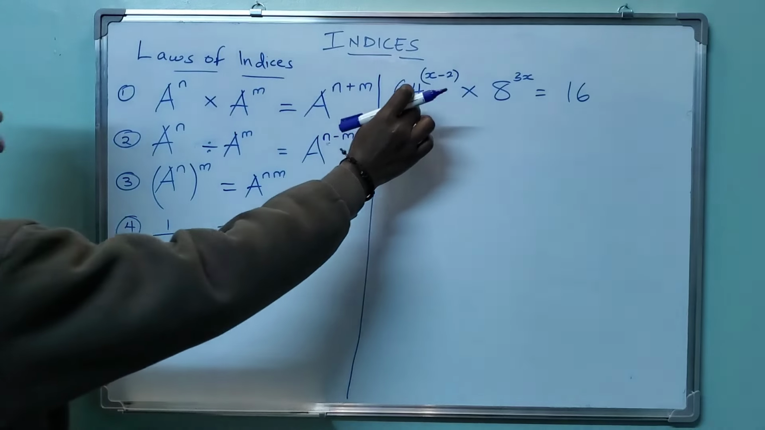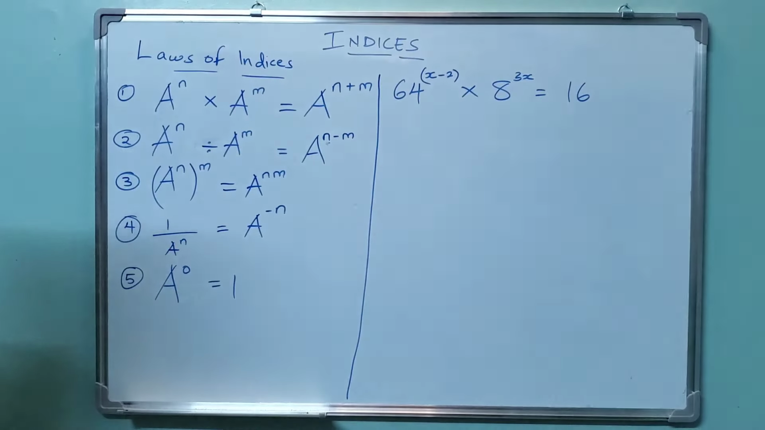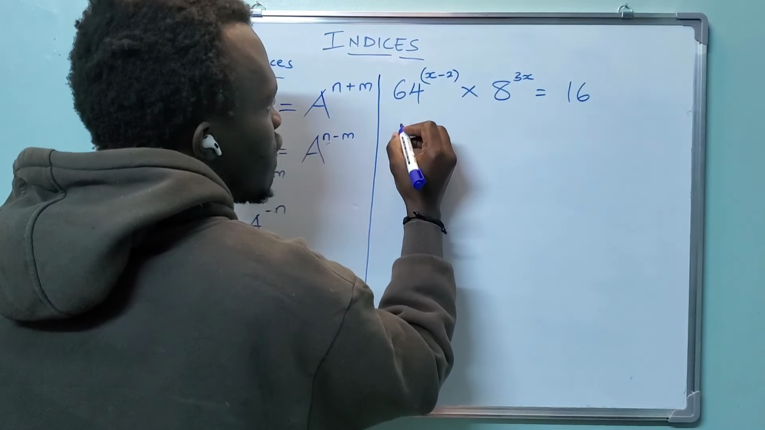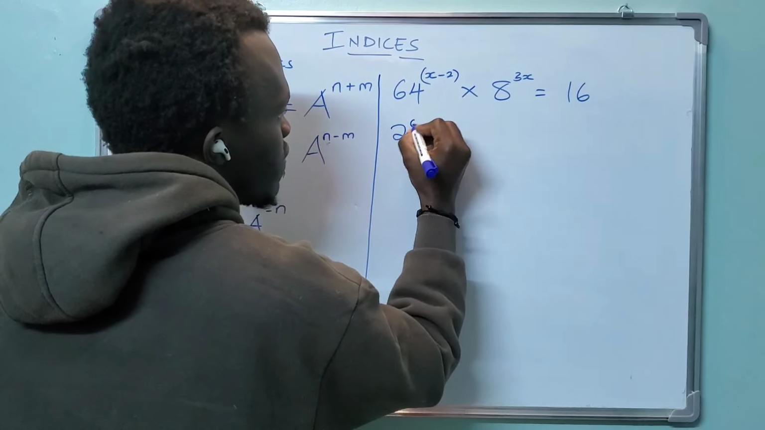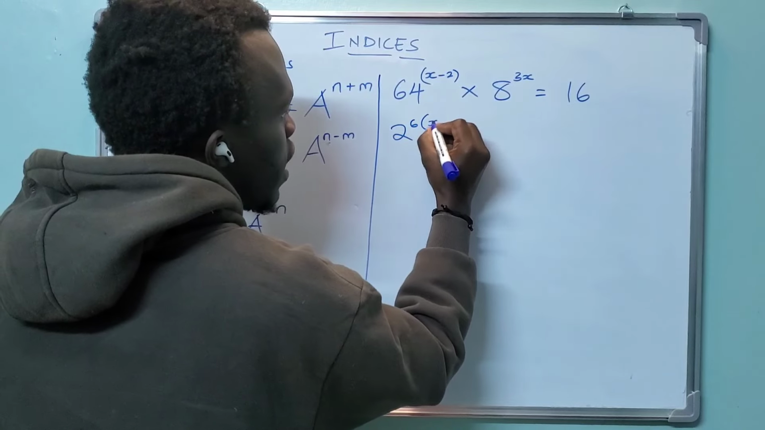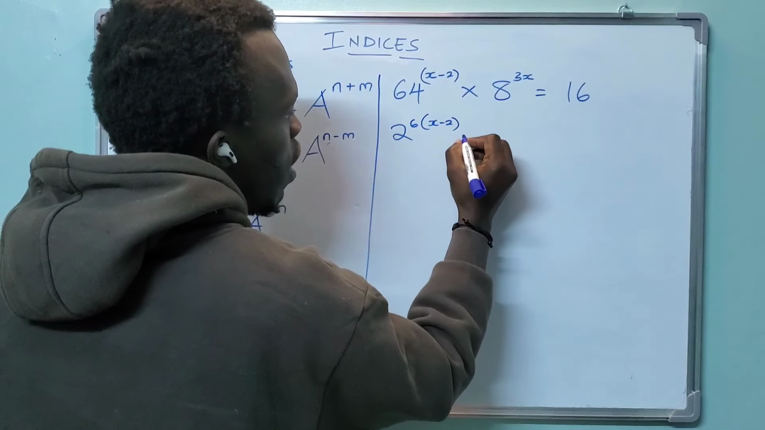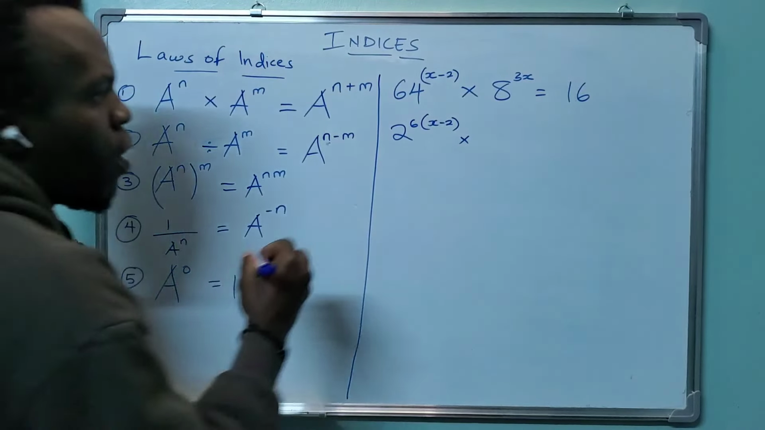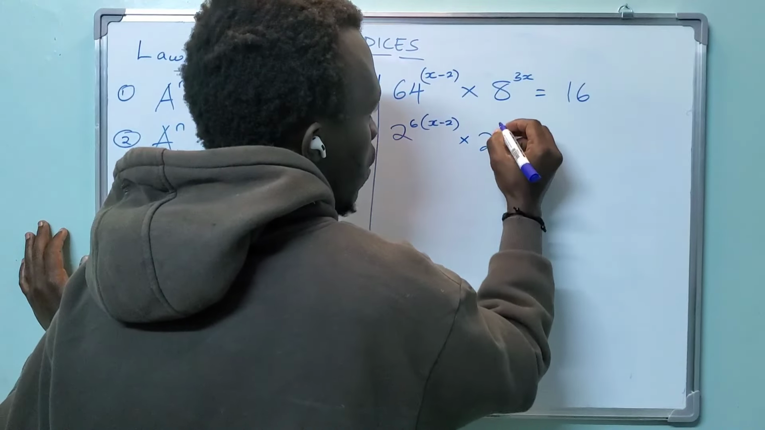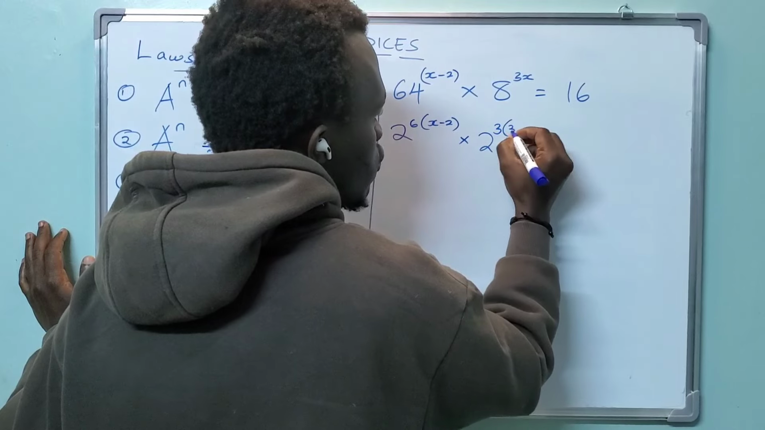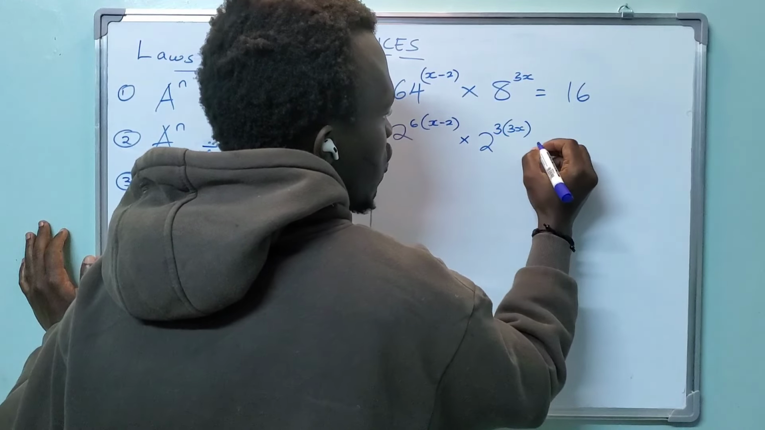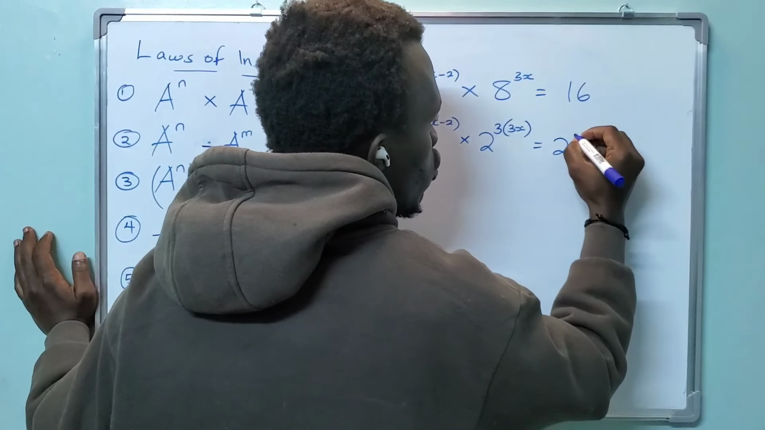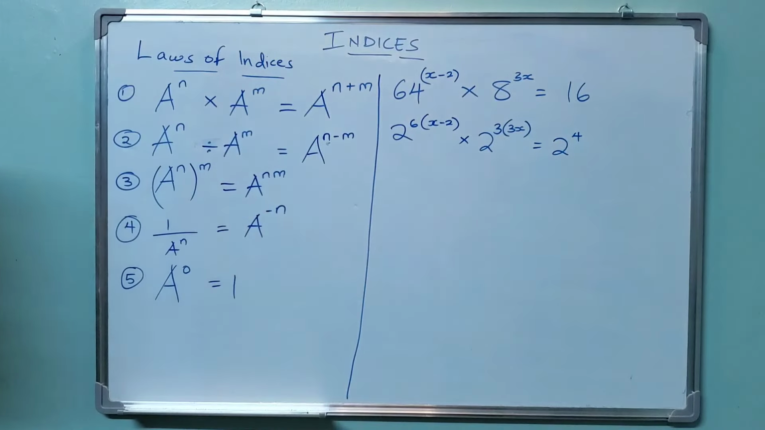So it means that I'm going to start this one. When I raise it to base 2, what am I going to have there? 64 is like 2 raised to power 6, so 6 into x minus 2. Then multiply by 8, I can raise it to power 3, 2 raised to power 3 into 3x. Then being equals to what? 16, that is going to be 2 raised to power 4.